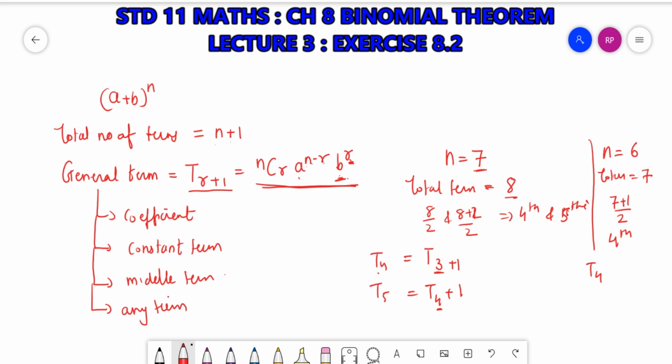Now we can find out any term. Like if the question is asked, find out T8, then what will you do? T8 will be equal to T(7+1). So our value of r is 7, and put the value of r in this formula. Clear? Okay. Just note down this concept, and then we will start with exercise 8.2.